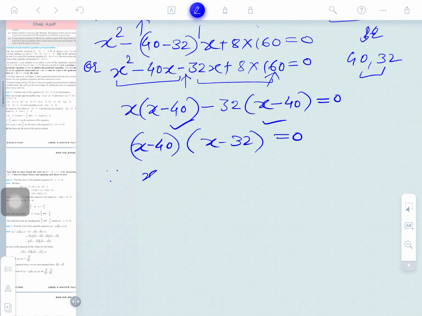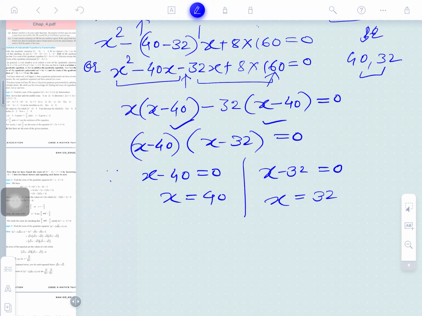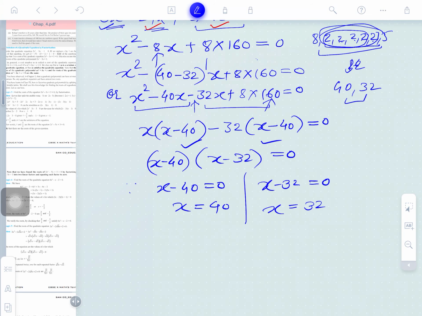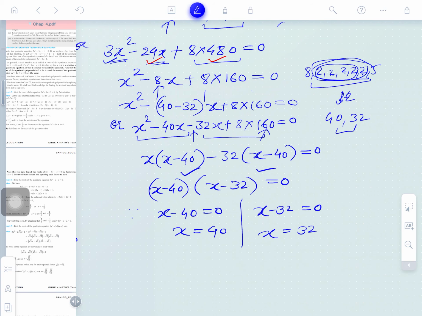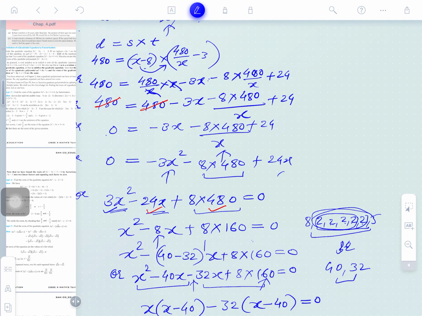So x minus 40 is equal to 0 is the first step, and the second is x minus 32 is equal to 0. So x is equal to 40 and x is equal to 32. These are the two values of x. Now which value will satisfy the expression and be used as the answer? Both can be there, but cases have to be checked.